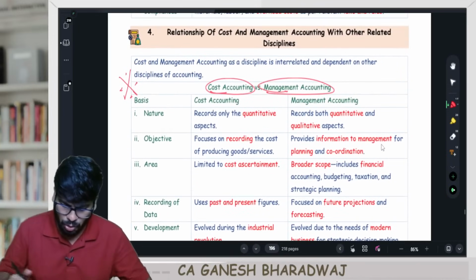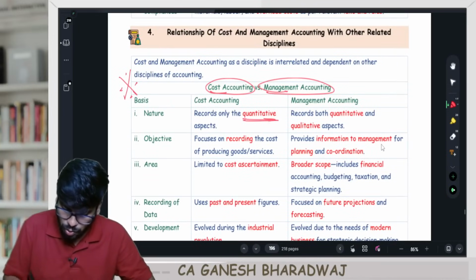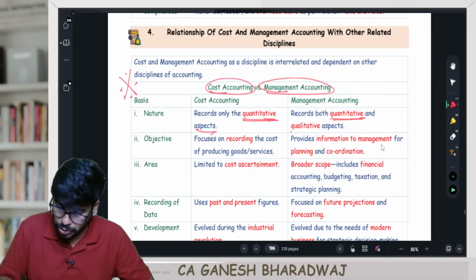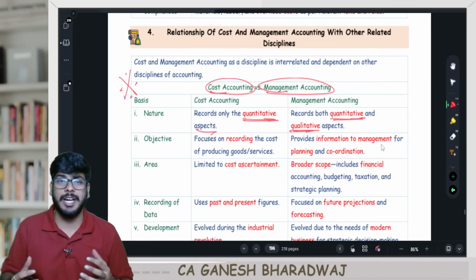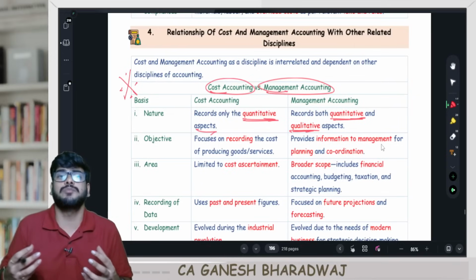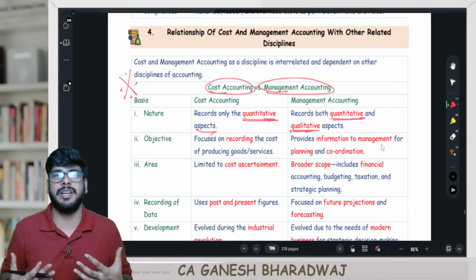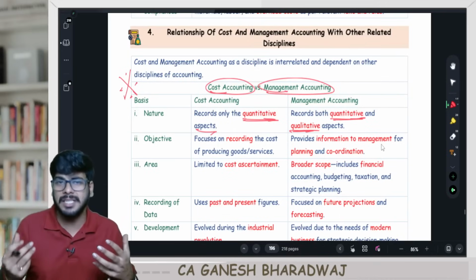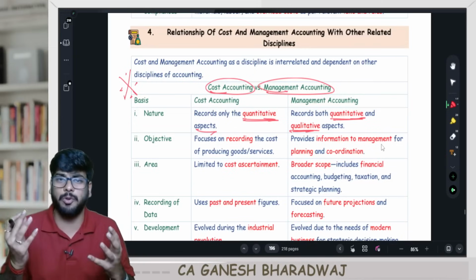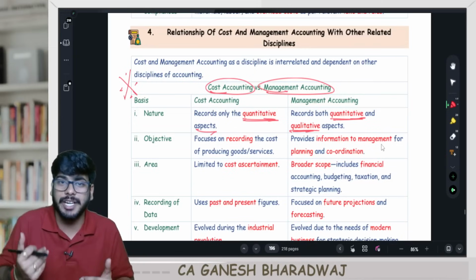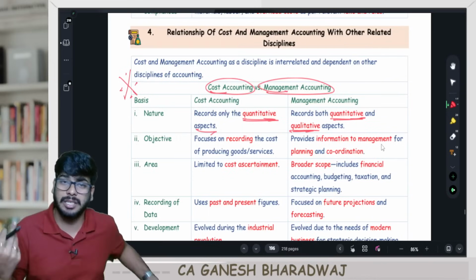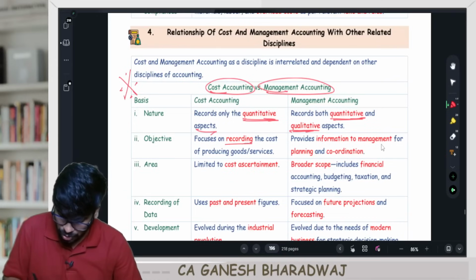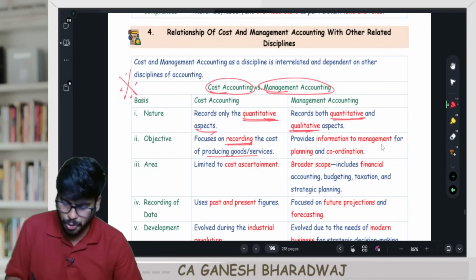Look at this. Now, cost accounting nature: it records only quantitative aspects, whereas management accounting records both quantitative as well as qualitative aspects. What do they mean here? When it comes to management accounting, some decision making criteria is there. So even the non-cost, non-monetary aspects will be considered. Theoretically, it's not just about the figures. You're going to take some decisions, so even other market forces and other aspects need to be considered. Next objective: cost accounting focuses on recording the cost of producing goods and services.